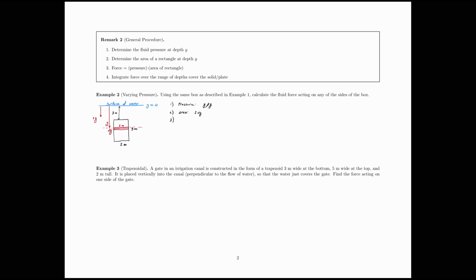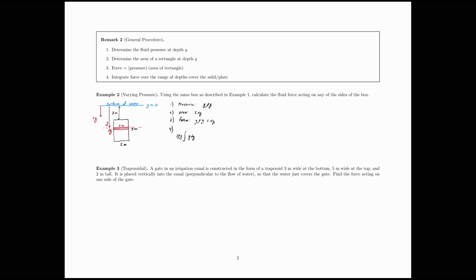Okay, so the force then would be pressure times area. So this would be y rho g times 2 dy. And then step 4 is to integrate over the entire surface. 2, rho, and g are constants, so I'll pull them out. So we really just have y dy.